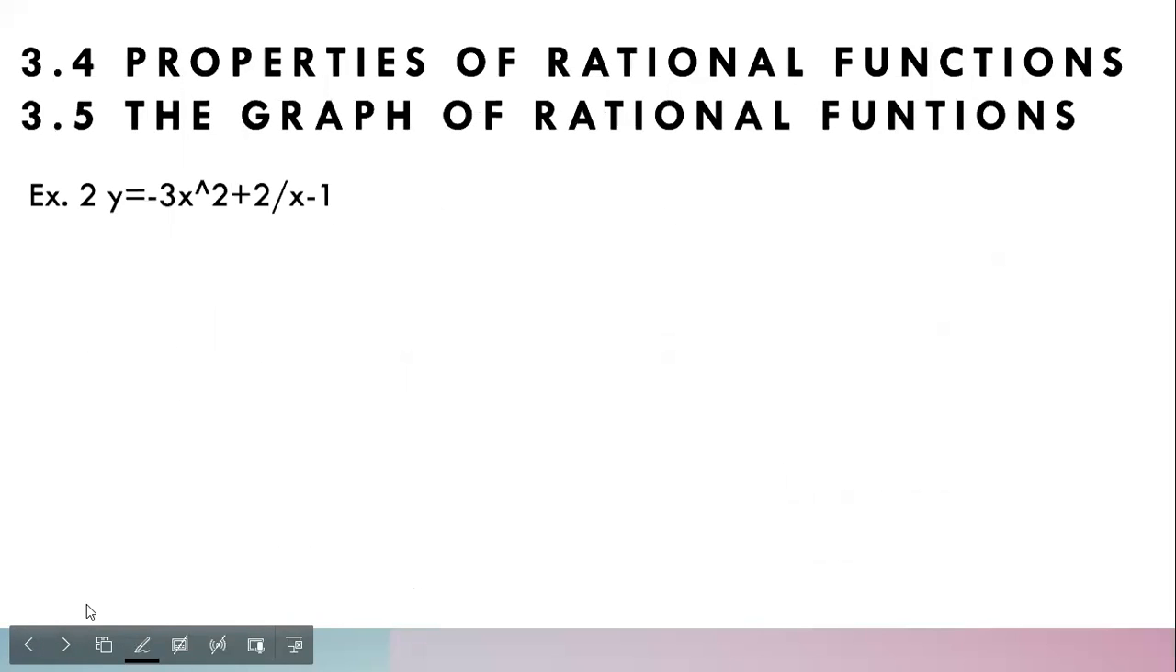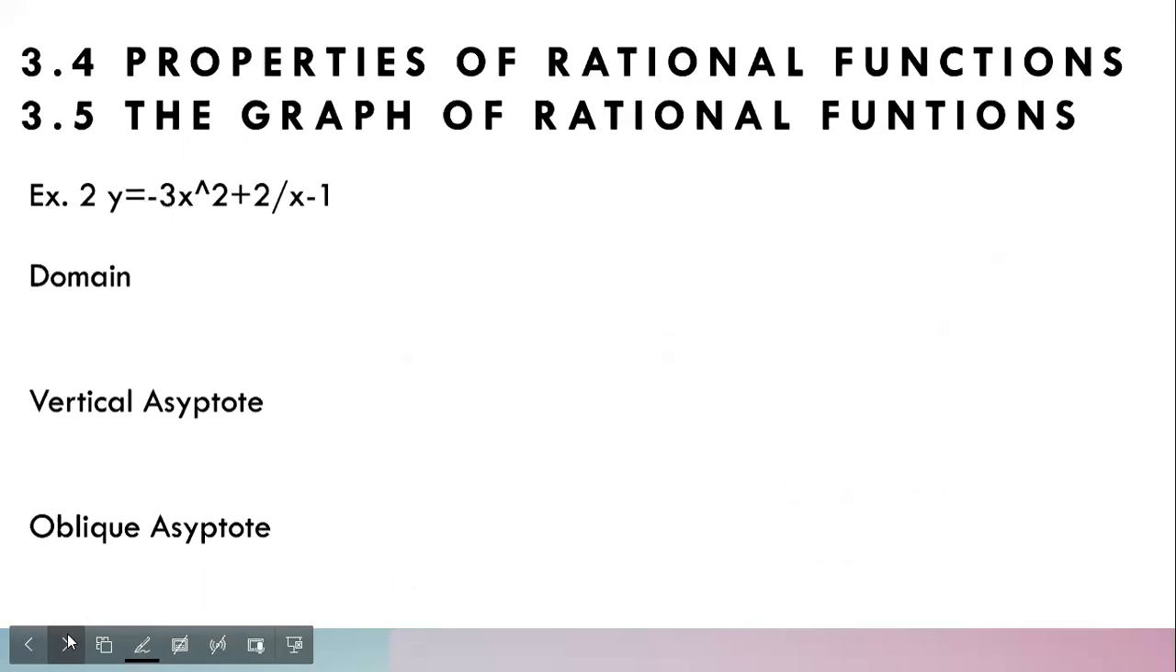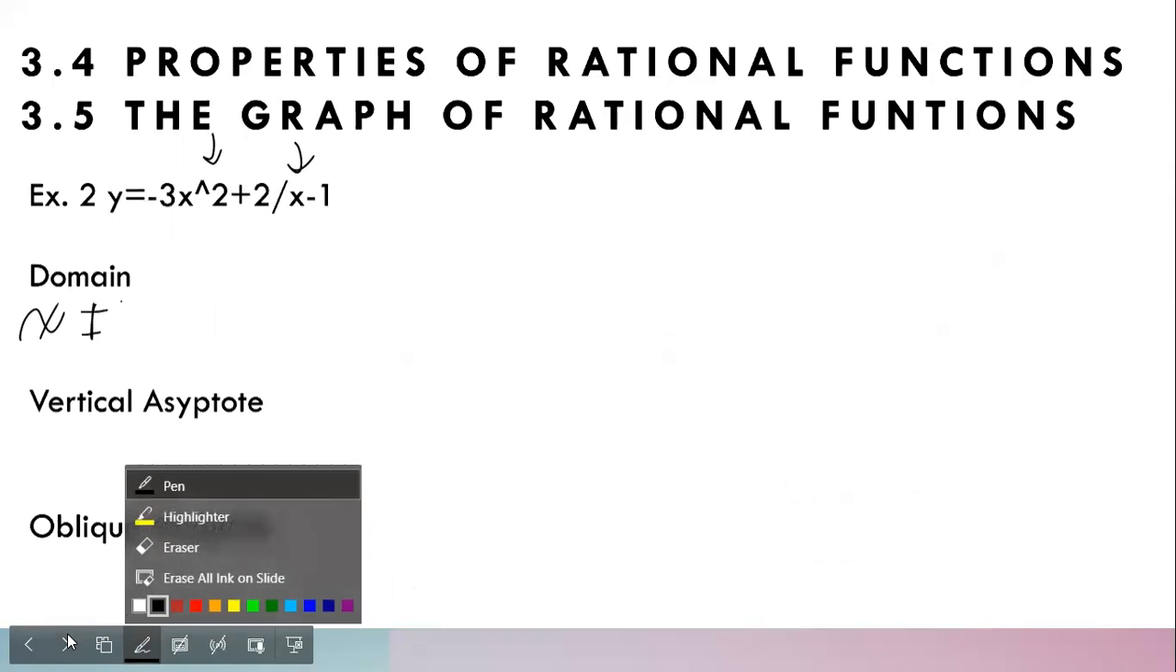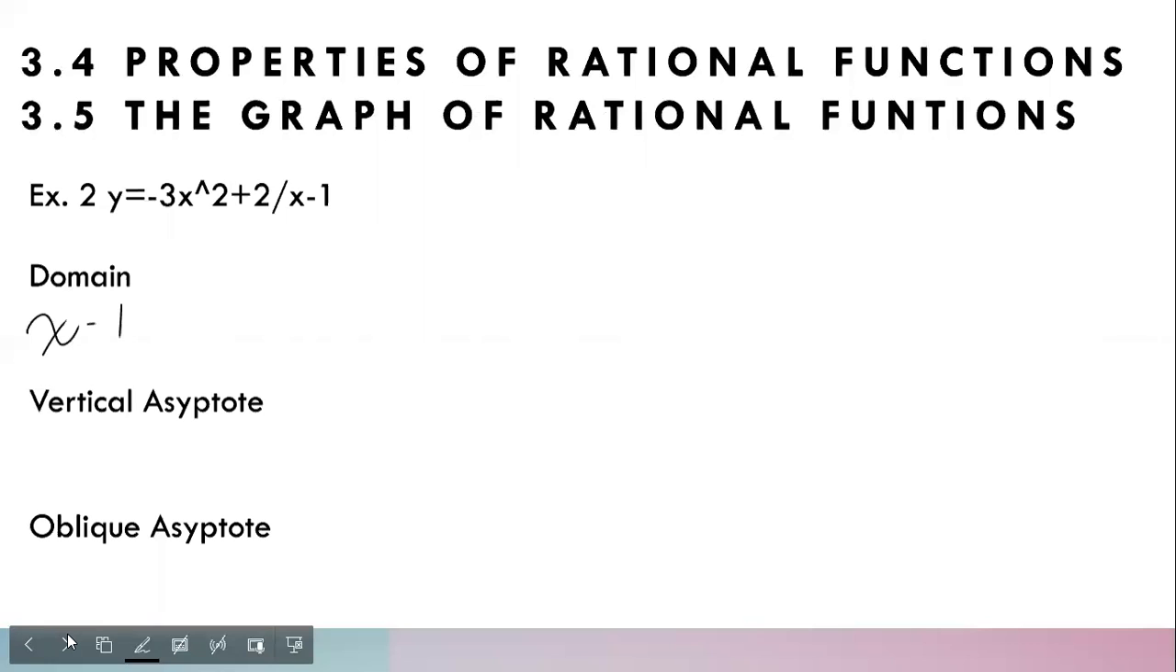And now again, we are doing the same thing, except this time we will have an oblique asymptote. And we know this because the degree of the numerator is higher than the degree of the denominator. So same thing here to find the domain: x minus 1 cannot equal 0. So x cannot equal 1. So our vertical asymptote would be x equals 1.